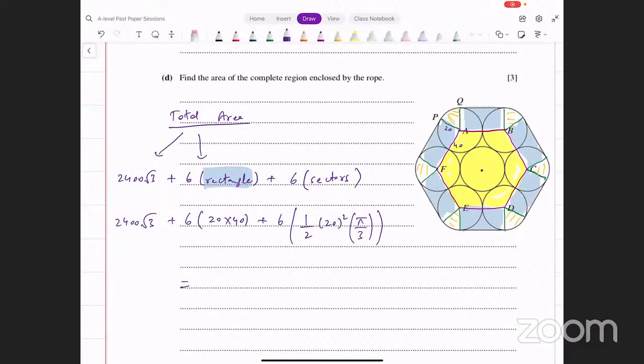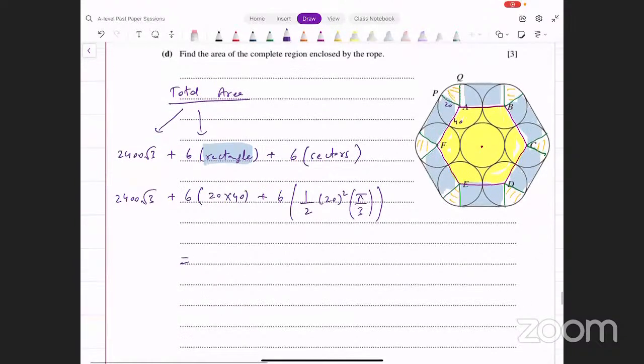Let's figure this out. 2400 square root of 3 plus 6 into 800 plus 3 into 400 into pi divided by 3. And that's giving me 10,213. Or in fact 14, round off करके. Right, so that's the final result. You can leave it like this if you want, and that's okay. So round off करना चाहते हैं वो दे सकते हैं, exact form में देना चाहते हैं वो दे सकते हैं, but that's your final result.